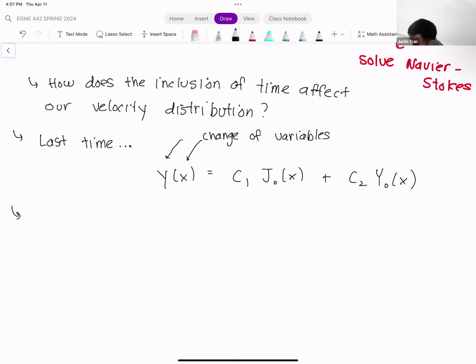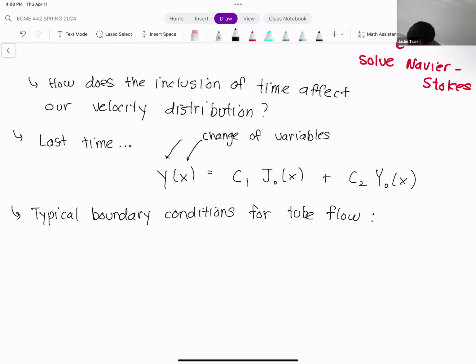Okay, so what are our boundary conditions? Let's talk about the typical boundary conditions that we solve for. The first boundary condition is not really a boundary condition. It's more just a physical limitation: when we apply r is equal to zero, we should get a finite amount of velocity. The main reason is because r is equal to zero is part of our domain.